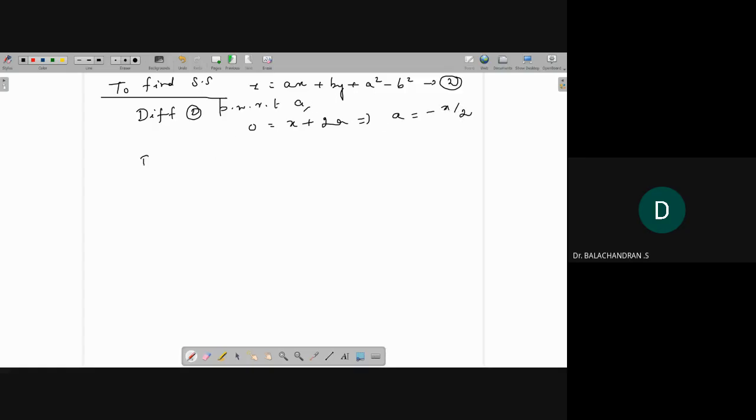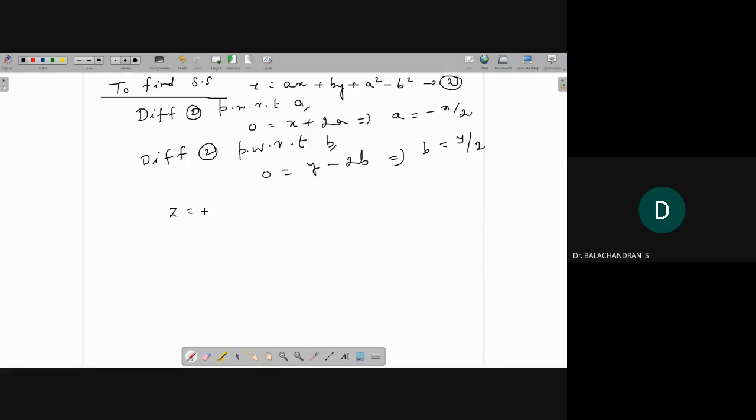Similarly, differentiate equation 2 partially with respect to b. We will get 0 equal to y minus 2b. This implies 2b equal to y, b equal to y by 2. Now we got the values of a and b. So substitute the values of a and b in equation 2, and we will get the singular solution.